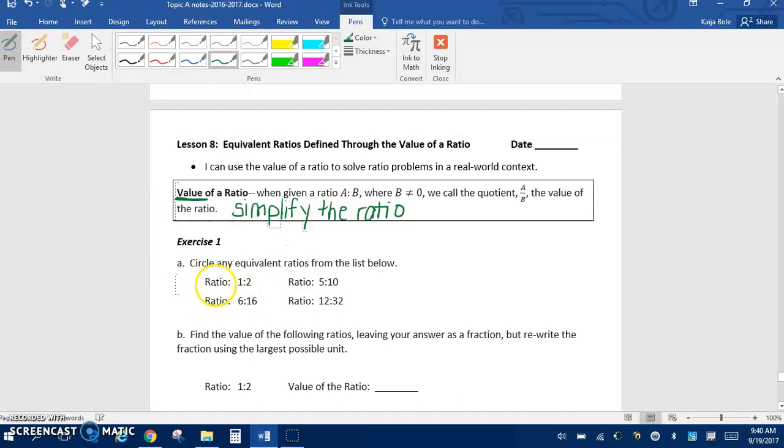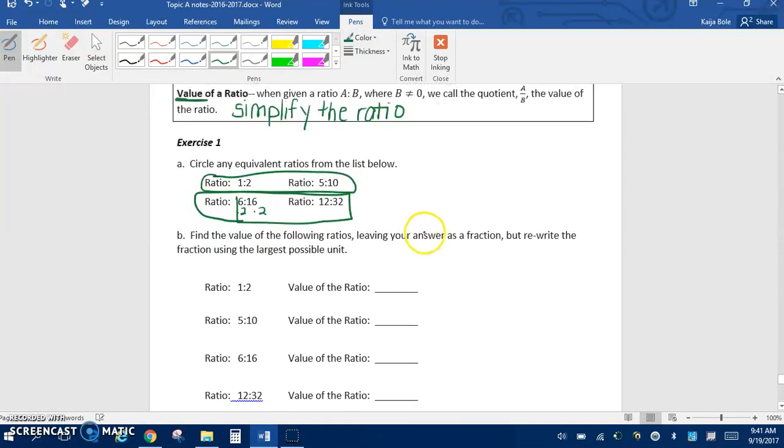So in exercise 1 it says circle any equivalent ratios from the list below. Alright, so if we look at 1 to 2, and we've practiced equivalent ratios before, and we have the ratio of 5 to 10, right here we've just multiplied by 5 both times, so these two are equivalent. Alright, and then if we look at 6 to 16, and 12 to 32, we multiply these both by 2, right, then that is 12 to 32, so these are also both equivalent.